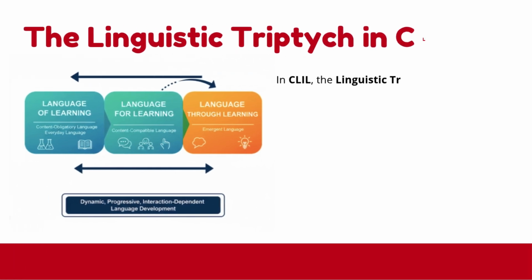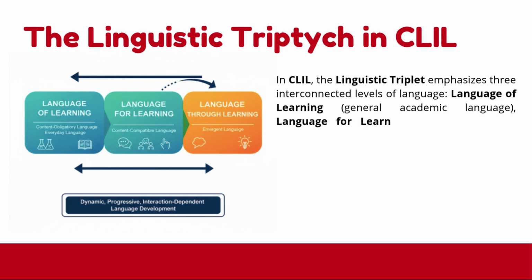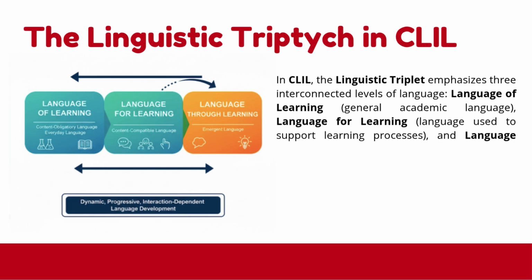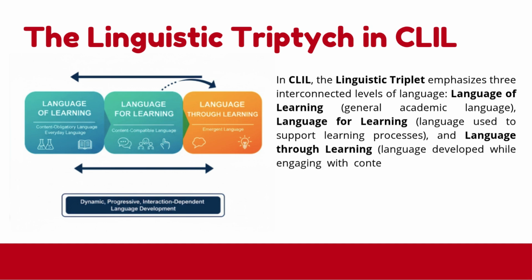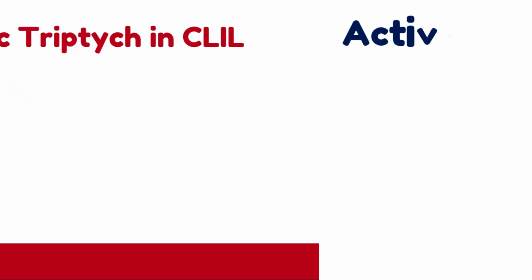In CLIL, the linguistic triplet emphasizes three interconnected levels of language: language of learning, general academic language; language for learning, language used to support learning processes; and language through learning, language developed while engaging with content. This framework helps teachers plan activities that integrate subject content and language development, ensuring students use English meaningfully while learning.